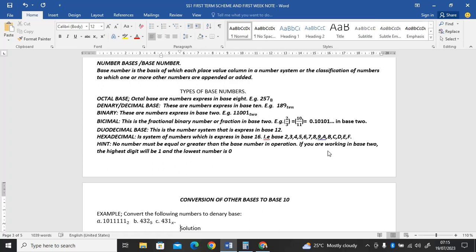And binary. Binary is talking about numbers in base 2. Bi means 2, so binary means number in base 2. Then we have decimal. Decimal means decimal point numbers, also called fractional numbers. I want to look at how to solve this also as the lesson progresses.